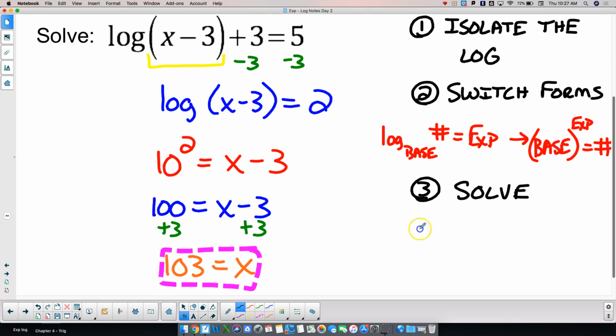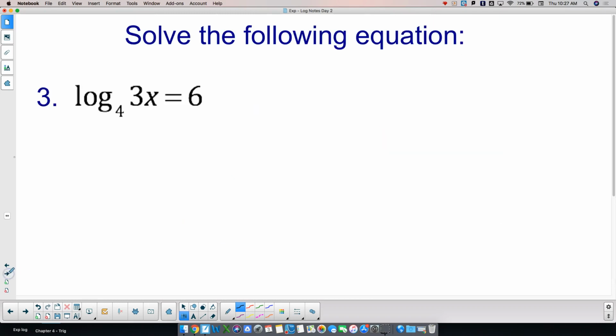When you are solving logarithmic equations, you have to check them, because we will have extraneous solutions, solutions that don't work in logarithmic equations because of those two conditions. Okay? Try that one on your own.